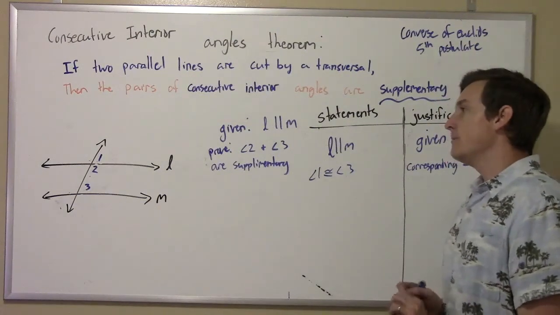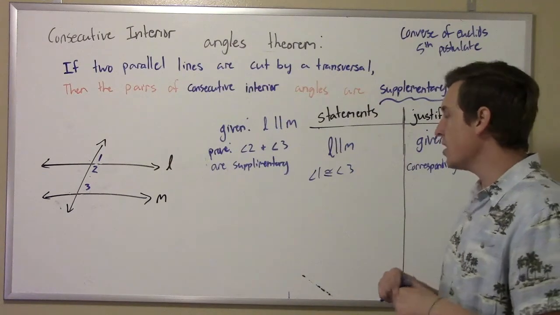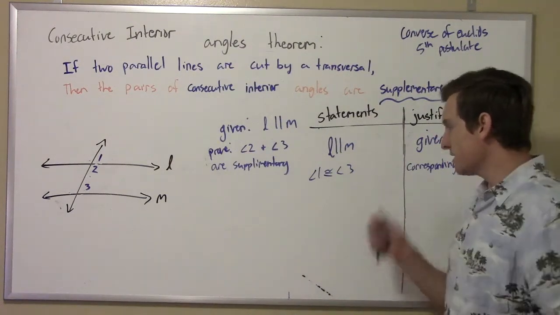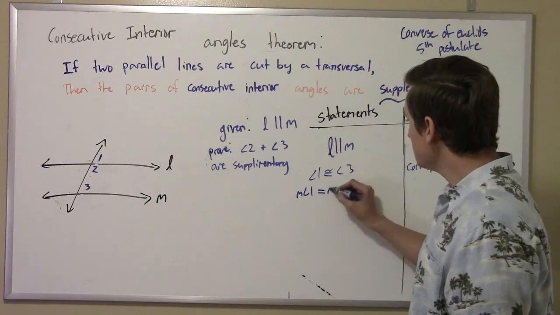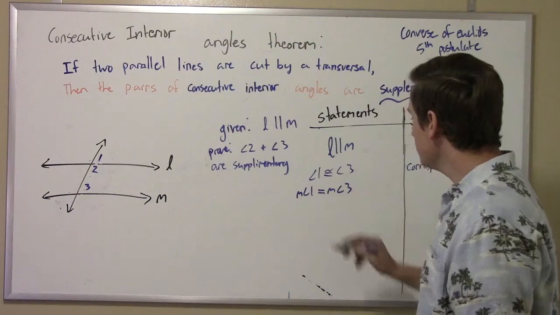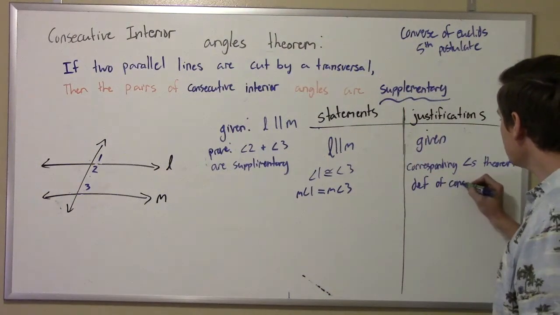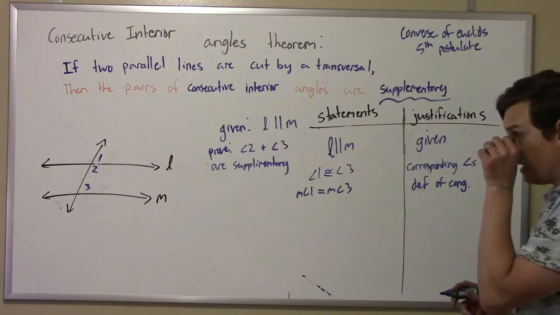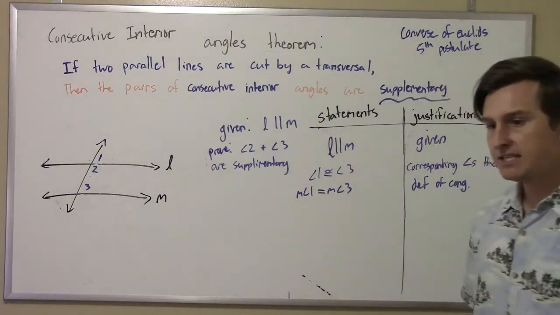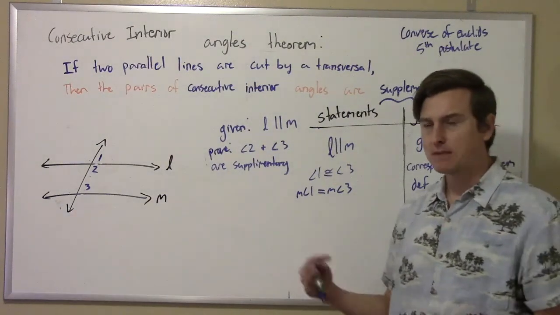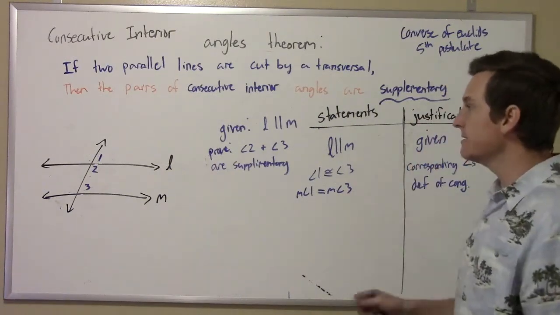Okay, we're going to have to do a little bit of addition here and some substitution. So we're going to switch to angle measurement. We're going to say the measure of angle 1 is equal to the measure of angle 3, by the definition of congruent angles. The reason we do this is because when we talk about supplementary, we need to use the idea that they add to 180. And when we're working with addition, we have to use equality instead of congruence.